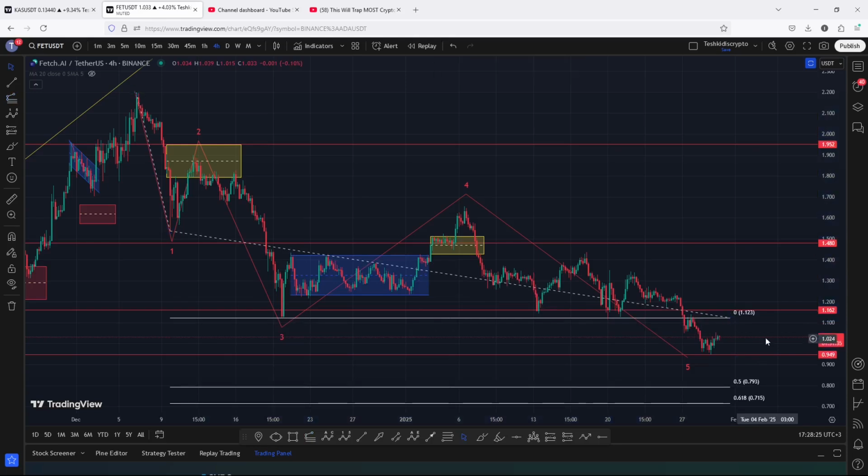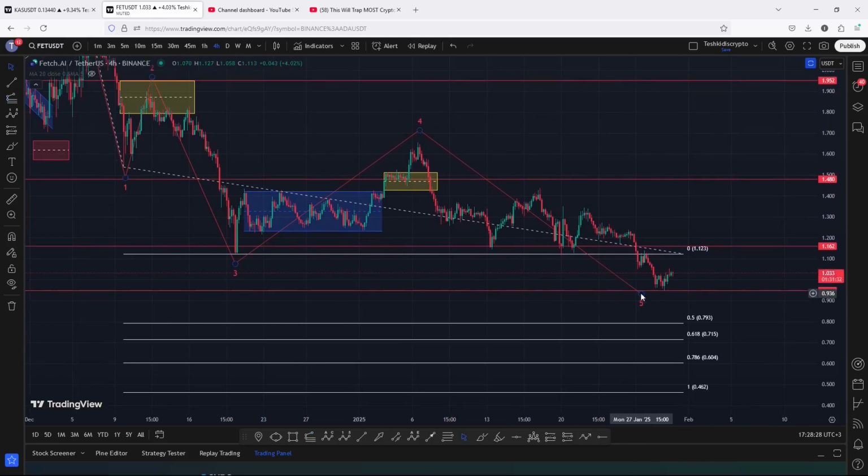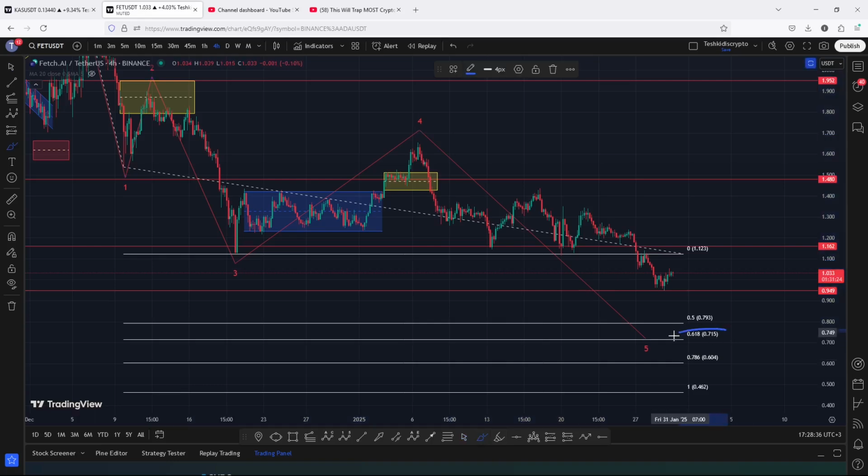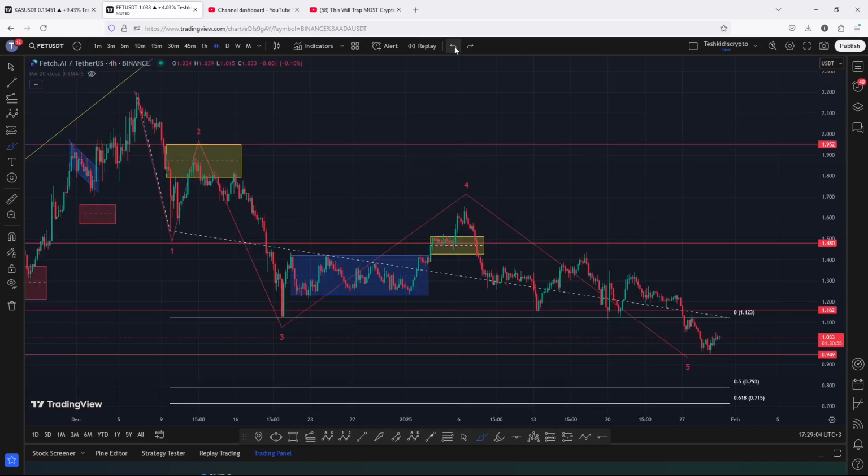And in so doing, I have been saying to you that my minimum target area for this Elliott wave count 5 lies on the fib level 0.618, and that lies above the 0.715, an area that we are yet to fully maximize. And for us to fully maximize this area over here, I need to see Fetch AI losing support above the 0.95, flipping that key area back into resistance. And the moment that plays out, I will expect a nuke to the 0.715 to fully maximize our target area in the formation of this wave 5. And the moment that plays out, I will be expecting a larger bounce to the upside.